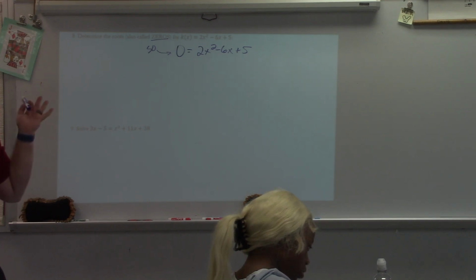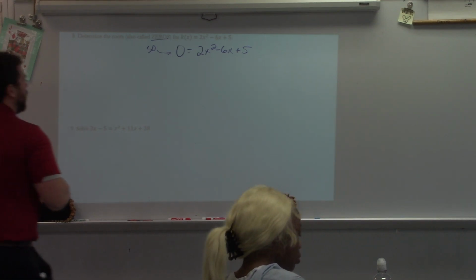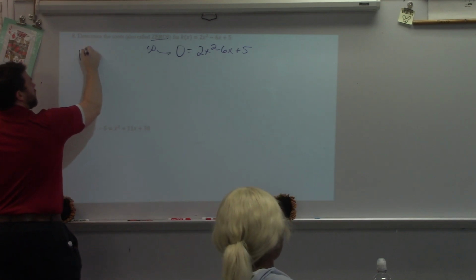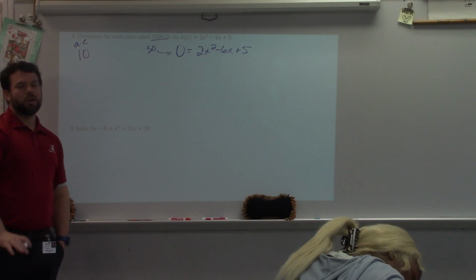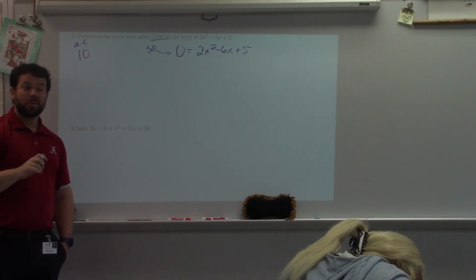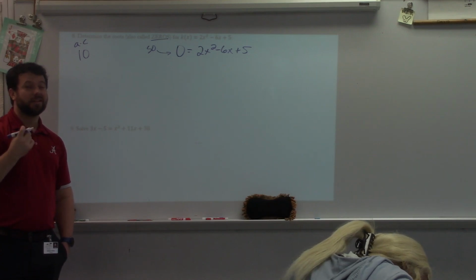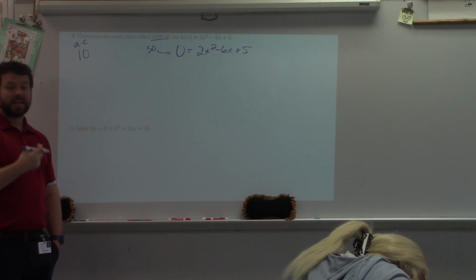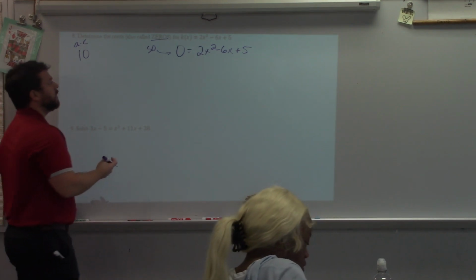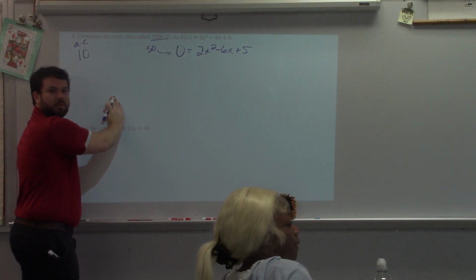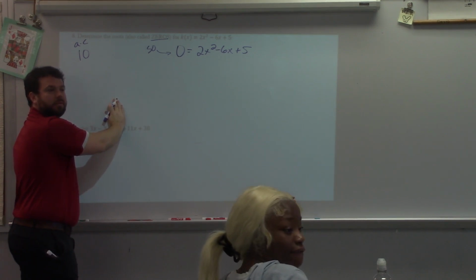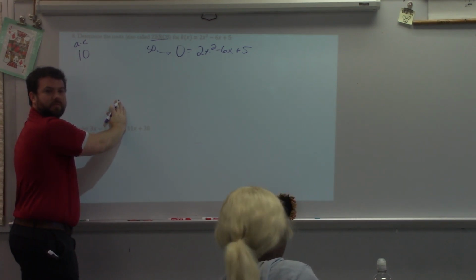Now granted, could I actually factor this one? No. If you do 2 times 5, you get 10, a times c, right? Are there any factors of 10 that add up to negative 6? No, which should make sense because those roots are probably going to be imaginary, so you can't factor it right away if it's imaginary. Who used quadratic formula? Show of hands. Who converted to vertex form?